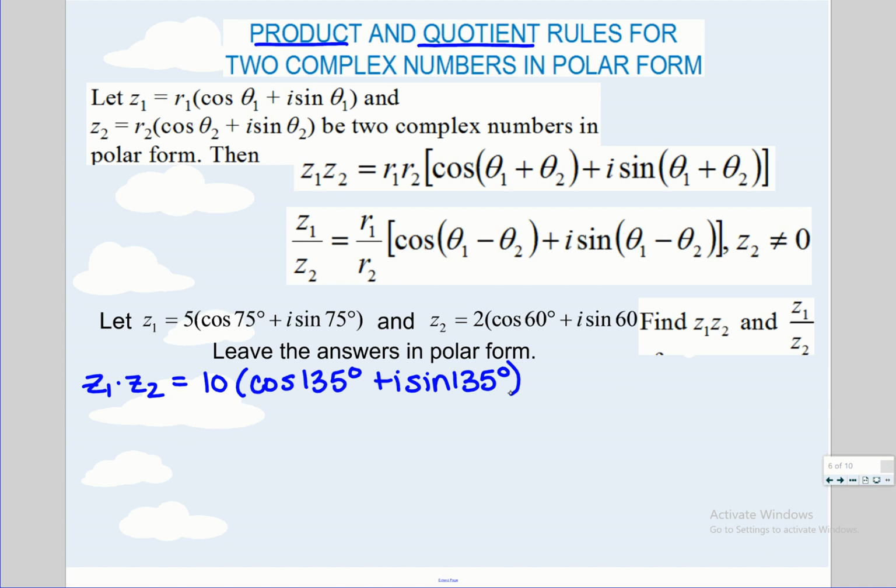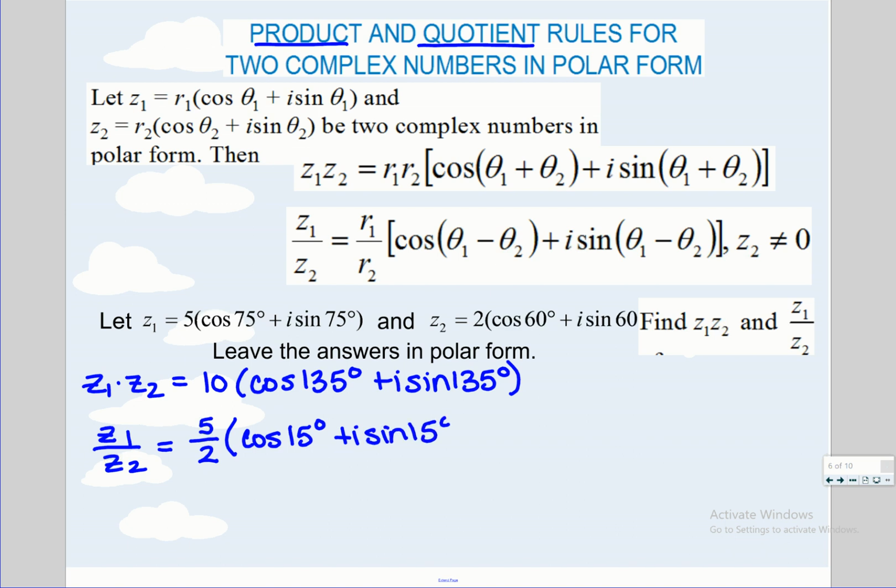If you divide the complex numbers, you divide the r's out front. Now, division and subtraction order matters, so make sure that Z1 and its components always come first, Z2 and its components always come second. Divide the r's, that would be a 5 over 2. And then we subtract our angles inside the cosine and the sine. So here, 75 minus 60 would give me 15.